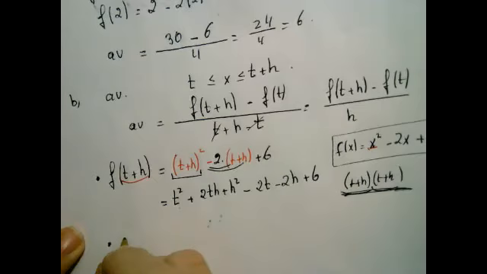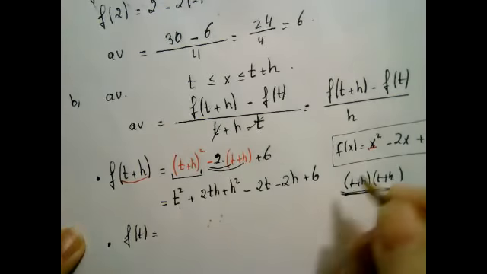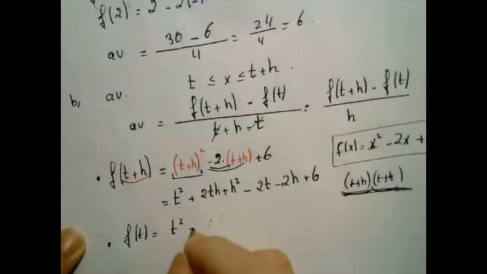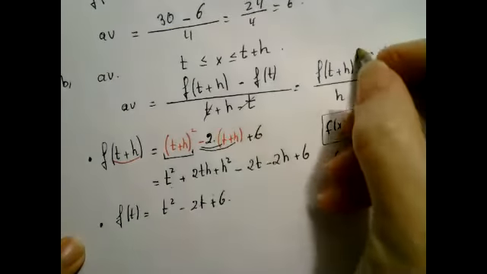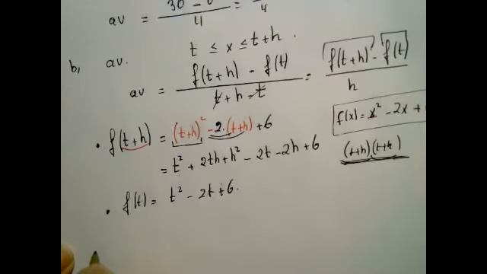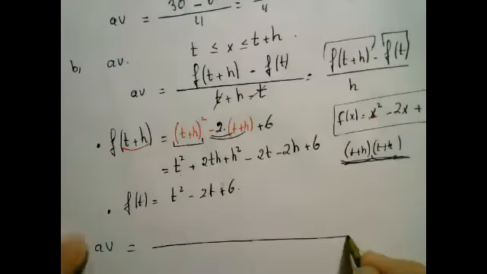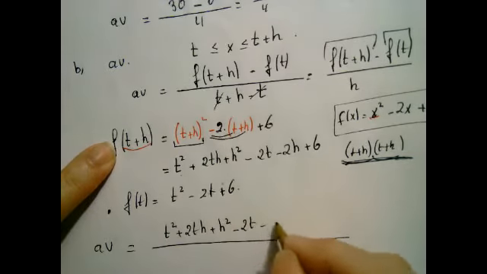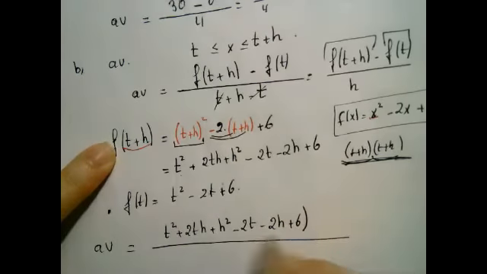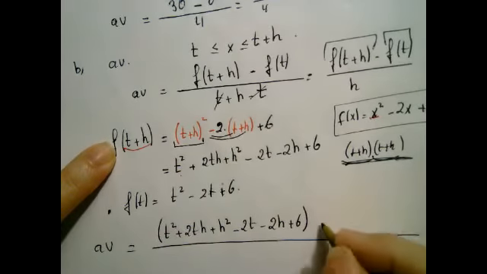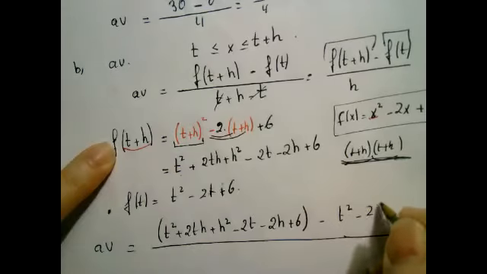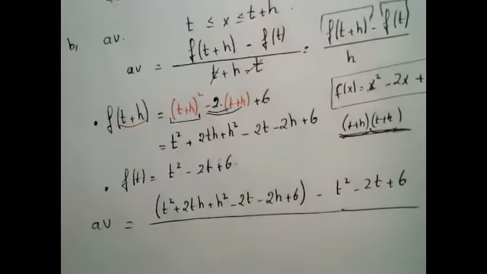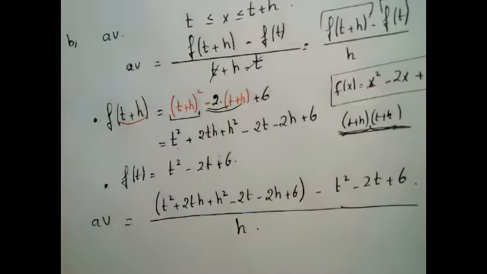Now what is f of t? F of t is wherever there is x, I put t. Now I evaluated each one. I substitute. So the average would be: f of t plus h means t squared plus 2th plus h squared minus 2t minus 2h plus 6. Now minus f of t means minus t squared minus 2t plus 6, divided by h.